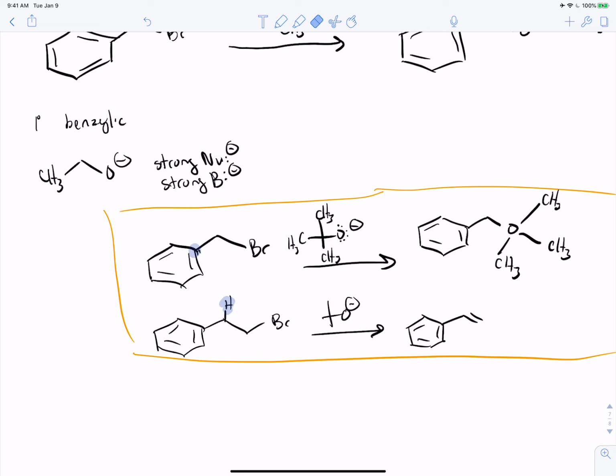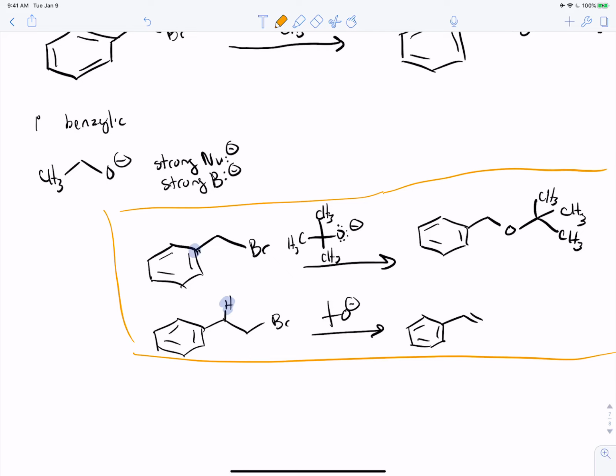Wow, that is really off. Probably a good indication that I do need to stop working problems when I'm drawing stuff like that. There we go. I kind of lost my train of thought.